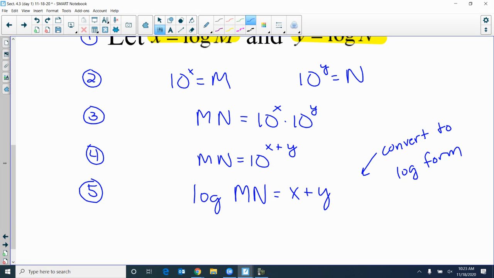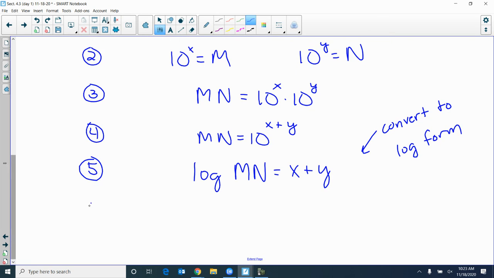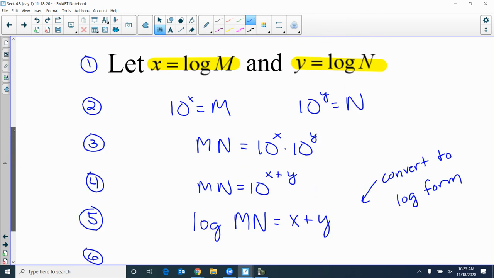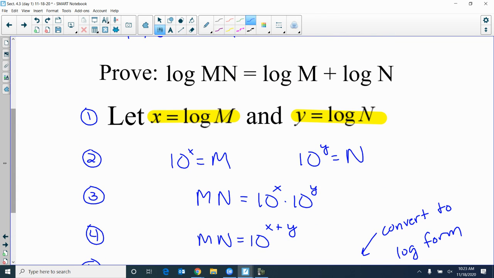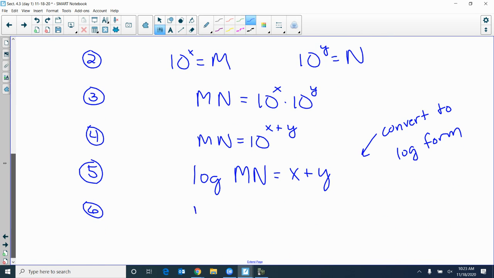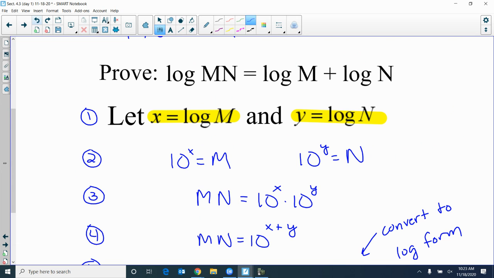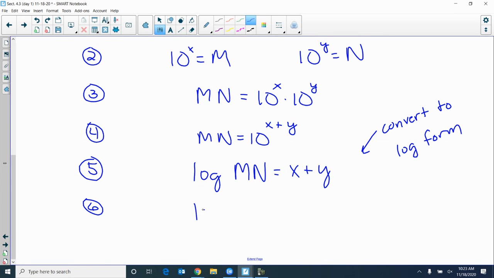All right, there's one more step. I got to write it down, but why can we be done? What does x equal from the first step? Log of m. And what does y equal? Log of n. So if you go back up here, x is log of m, so I can replace the x with log of m. So I get log of mn equals log of m plus log of n. Okay, so you got that.